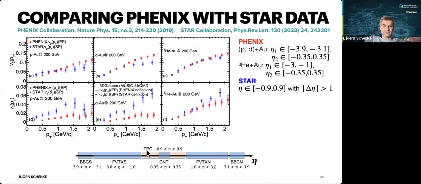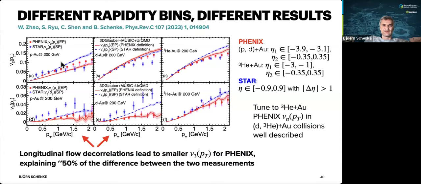STAR, however, measures everything in the central TPC. They enforce a rapidity gap of larger than 1, and they have another way to remove additional non-flow by some template fit. But they do see some difference, right? Large difference between the V3s, where the V2s are more similar. Now, in our calculation, we can use the same rapidity ranges as the experiments do. And we see that we actually do see some difference between the different measurements, even though it's the same observable, but it's measured quite differently in different rapidity bins.